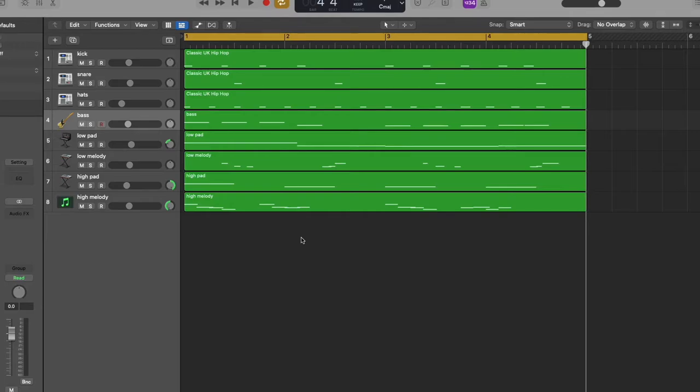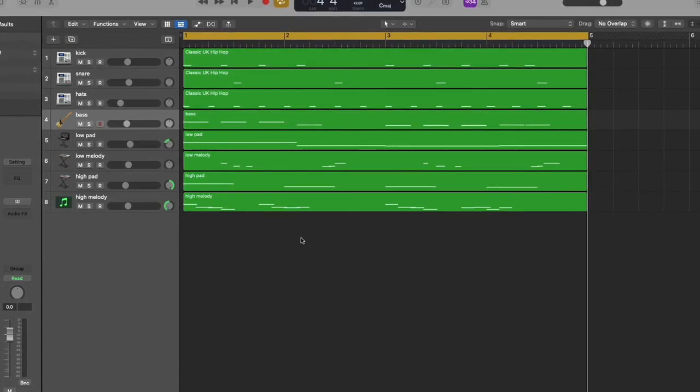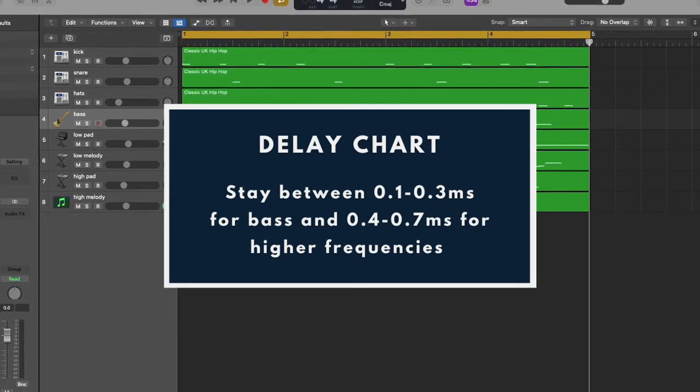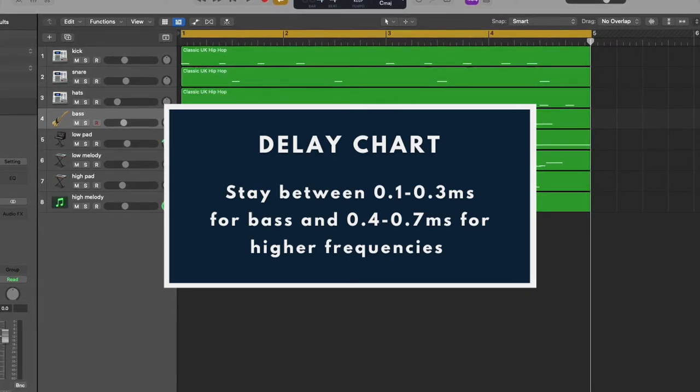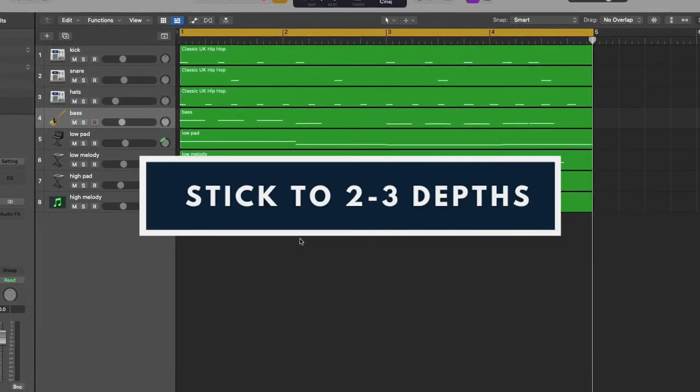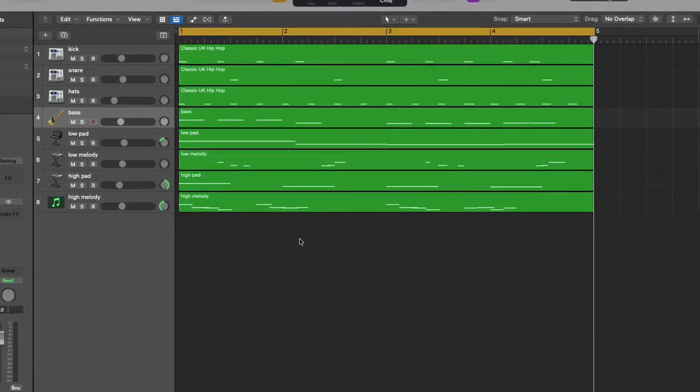Like panning, we want to keep our bass sound centered and high sound spread. I like to apply faster delays, 0.1 to 0.3 milliseconds on low sounds, and slower delays, 0.4 to 0.7 milliseconds on higher sounds. In addition, I stick with the same 2 to 3 depth choices for my instruments. Adding more may make it sound messy.